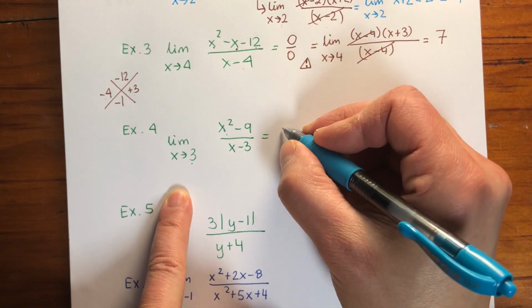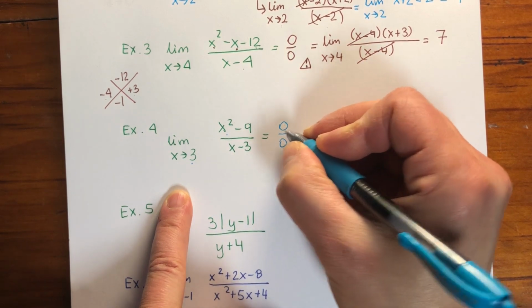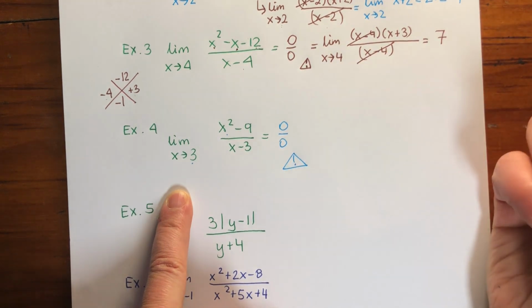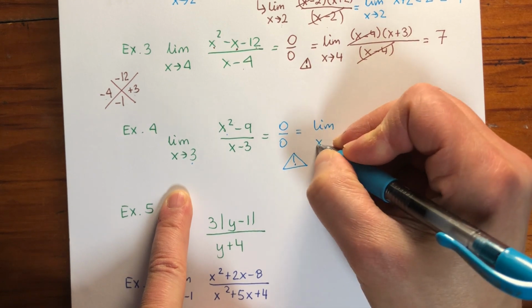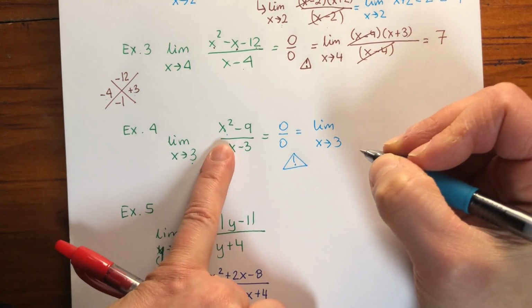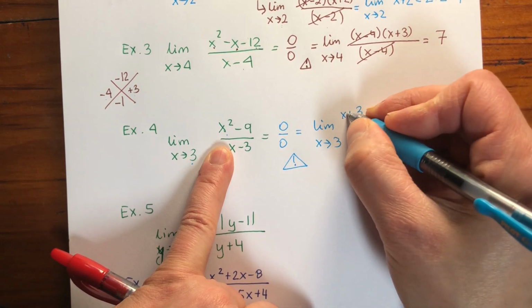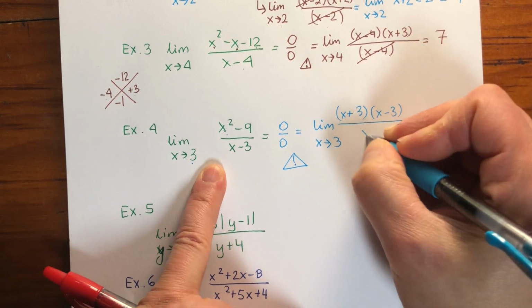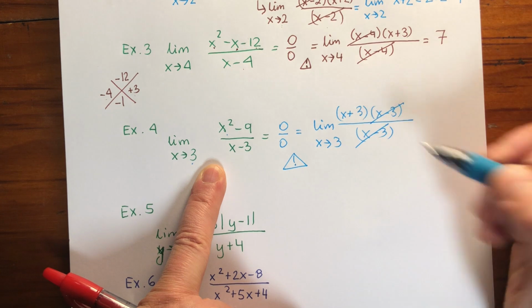3 squared minus, so 3 squared is 9, minus 9 is 0, 0 over 0. That is a problem. I need to do something. And what I am going to do is I am going to notice that this is a difference of squares. x plus 3, x minus 3, divided by x minus 3. Done. Now I can plug in 3.